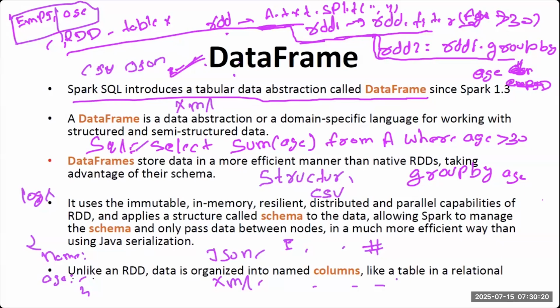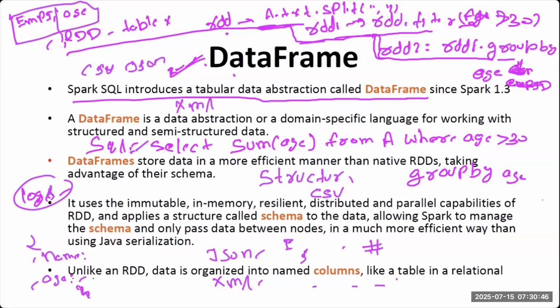Structured, semi-structured, and unstructured. Unstructured data is logs. When I say JSON, it has some structure, like name and age will be there. CSV is a structure because it is separated by comma or hash or space, anything. JSON will also have some structure, and XML will have some structure. That's why we call it semi-structured. But logs do not have any structure.